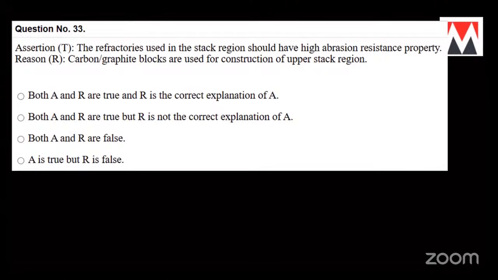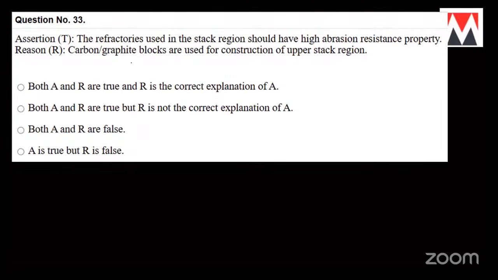So refractories used in the stack region should have high abrasion resistance. That is for sure, because the charge will fall down, right? Carbon graphite blocks are used for the construction of upper stack regions. No, you won't be using them, because carbon disintegration takes place in the upper stack region. There itself you will be forming CO gas, right? So you can't use carbon or graphite blocks there. So A is true, B is false.